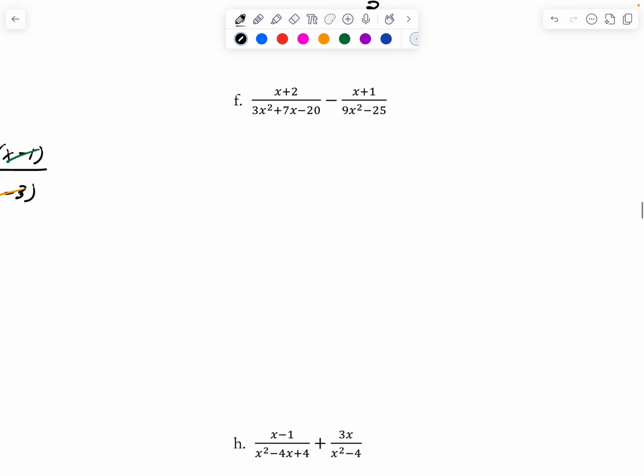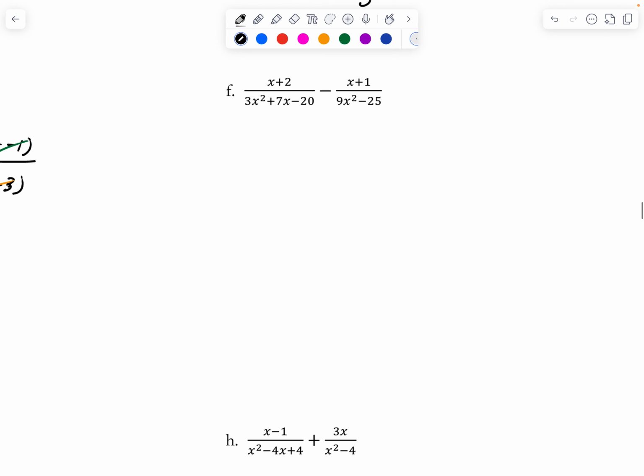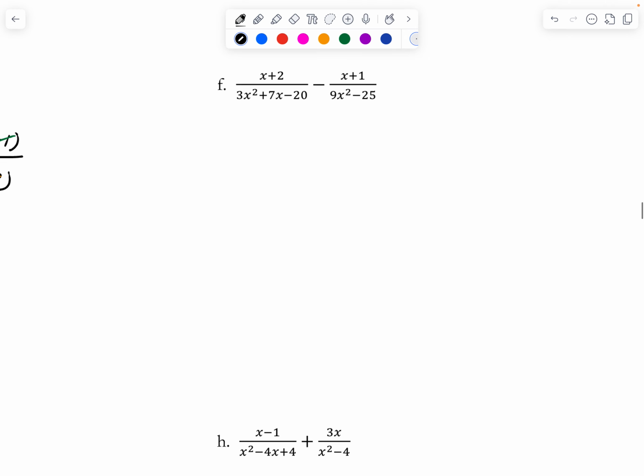For this part, I'm going to finish up the work on rational expressions, in this case adding and subtracting, and then I'll roll this into solving some rational equations. All right, so I'm going to go with letter F here. I'm going to factor both of these denominators to see what my common denominator will be.